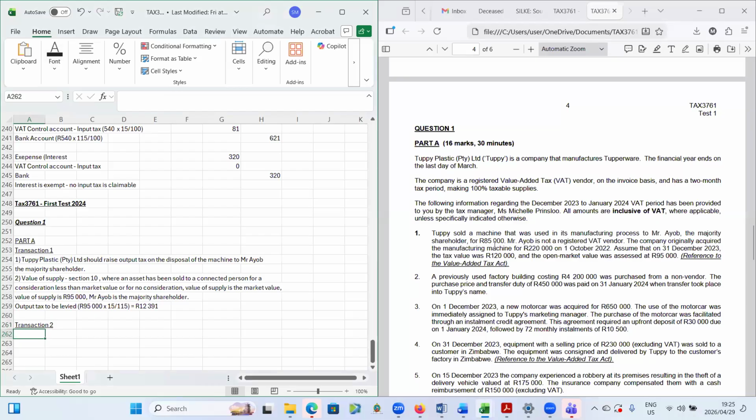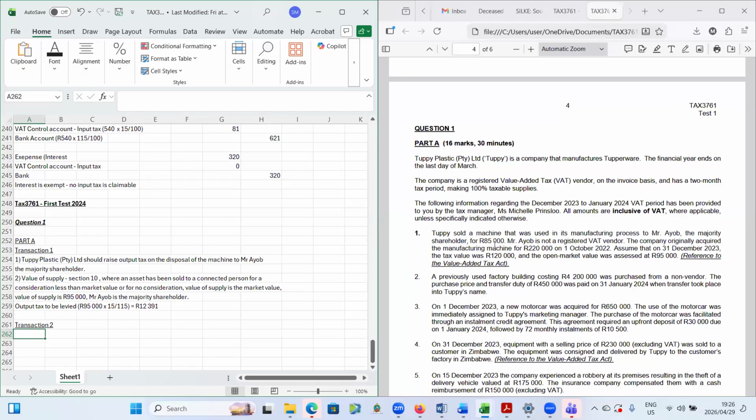And when do we look at the lower of the selling price and the market value? We look at the lower normally when you buy an asset or things from a non-vendor. Remember, a non-vendor is not going to charge you VAT. So the value of supply would be the lower of the purchase price and the open market value, which will then be limited to the amount paid during the VAT period.